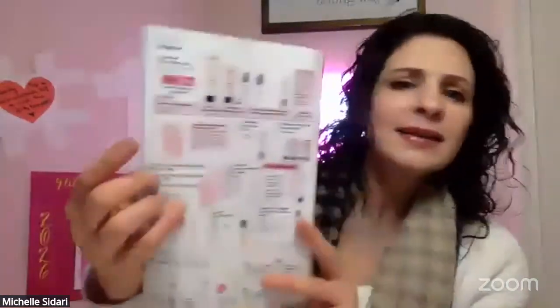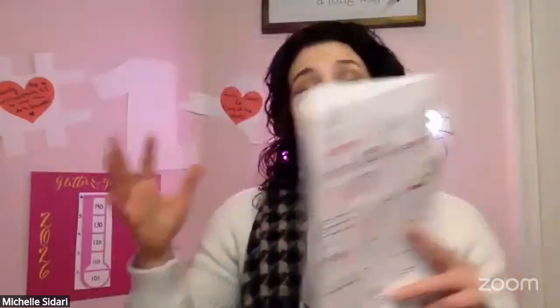Whenever you're washing, you want to wash up and out, so you're going against gravity. And that's designed for ages 20s to 40s. It comes in normal to dry formula as well as a combination to oily formula.